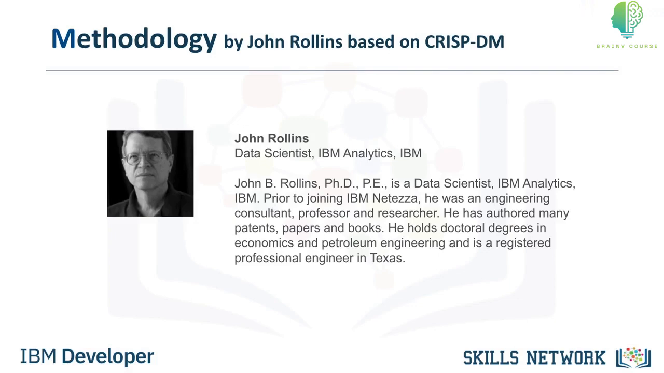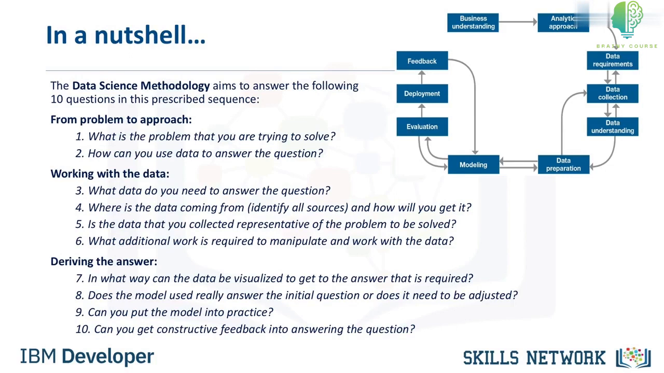In a nutshell, the data science methodology aims to answer 10 basic questions in a prescribed sequence. As you can see from this slide, there are 2 questions designed to define the issue and thus determine the approach to be used. Then there are 4 questions that will help you get organized around the data you'll need. And finally, there are 4 additional questions aimed at validating both the data and the approach that gets designed. Please take a moment now to familiarize yourself with the 10 questions, as they'll be vital to your success.